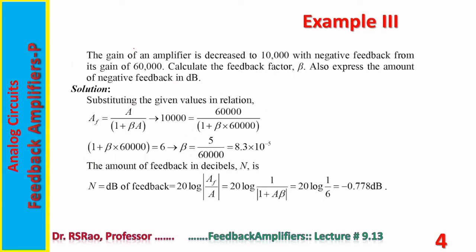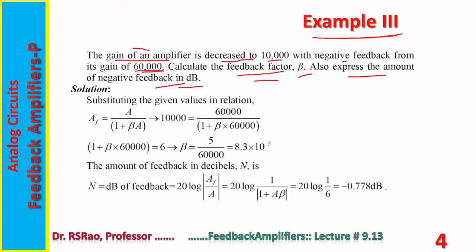Another problem, example 3. The gain of an amplifier is decreased to 10,000 with negative feedback from 60,000. Without feedback, it is 60,000. With feedback, it is 10,000. Calculate the feedback factor beta. Also express the amount of negative feedback in dB. It is quite a simple problem.